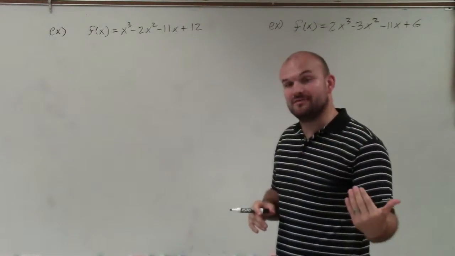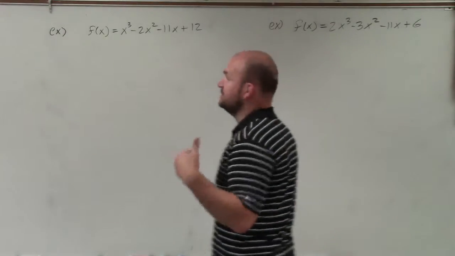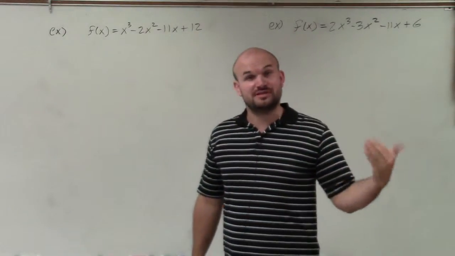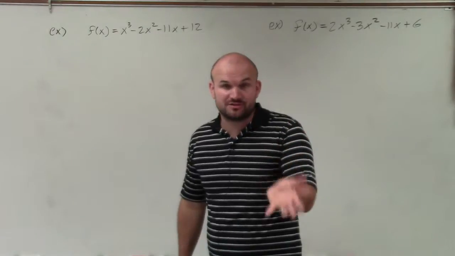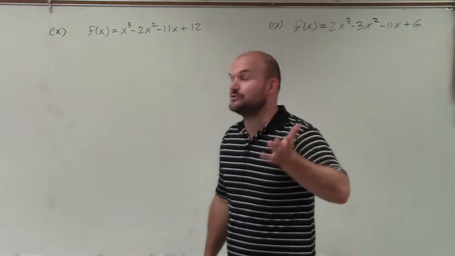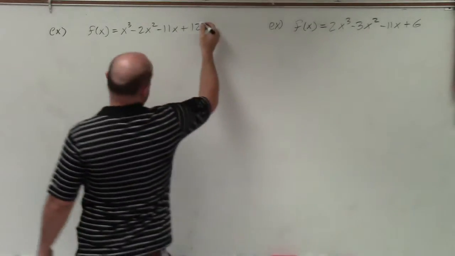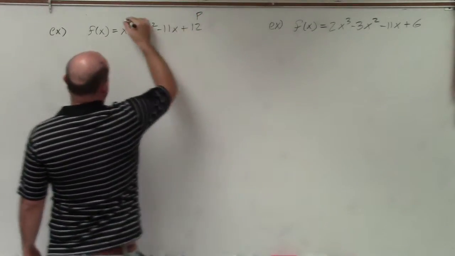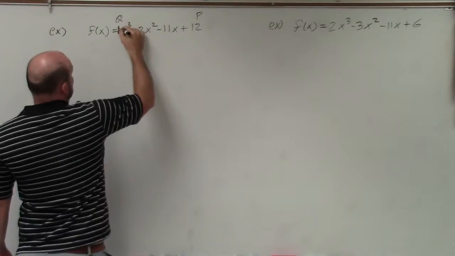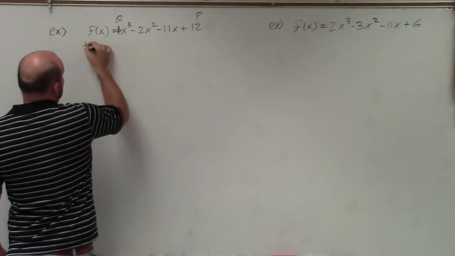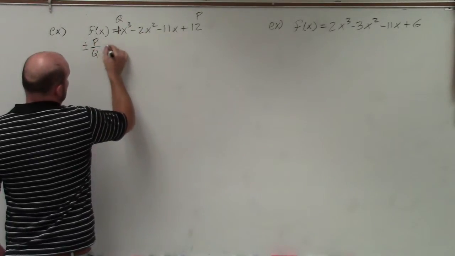What we do have, though, is at least an understanding of what the rational zeros are. If we have a rational zero, it has to be one of the rational zeros that we're going to find. So the first thing I like to do is determine them using the rational zero test. We do our P over Q, where Q is going to be 1.